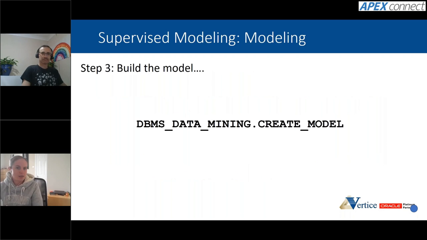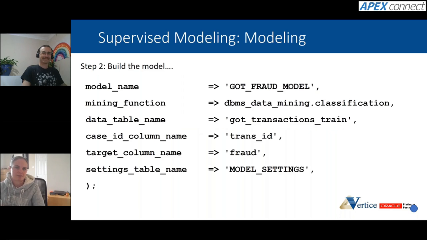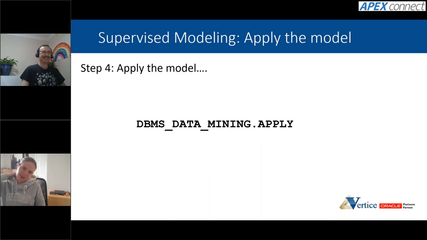Great. So now we've got our settings, we best create a model. And thankfully, DBMS data mining functions are going to help us out. So again, not much coding from my side. If we then create a model, it looks like this. So we have a model name. In this one, it's GOT fraud model. We're going to use the function classification. So classification is going to be 1 or 0. So we're classifying data. We're going to use the table name train, because that's the one we just created, our 80% to train. The unique ID in this case is the transaction ID. And the target column is our augmented column fraud. And we're going to use the settings table that we've just created called model settings. Press go, and off it goes. Wow, okay, it seems pretty good. It was pretty quick, wasn't it, Chris?